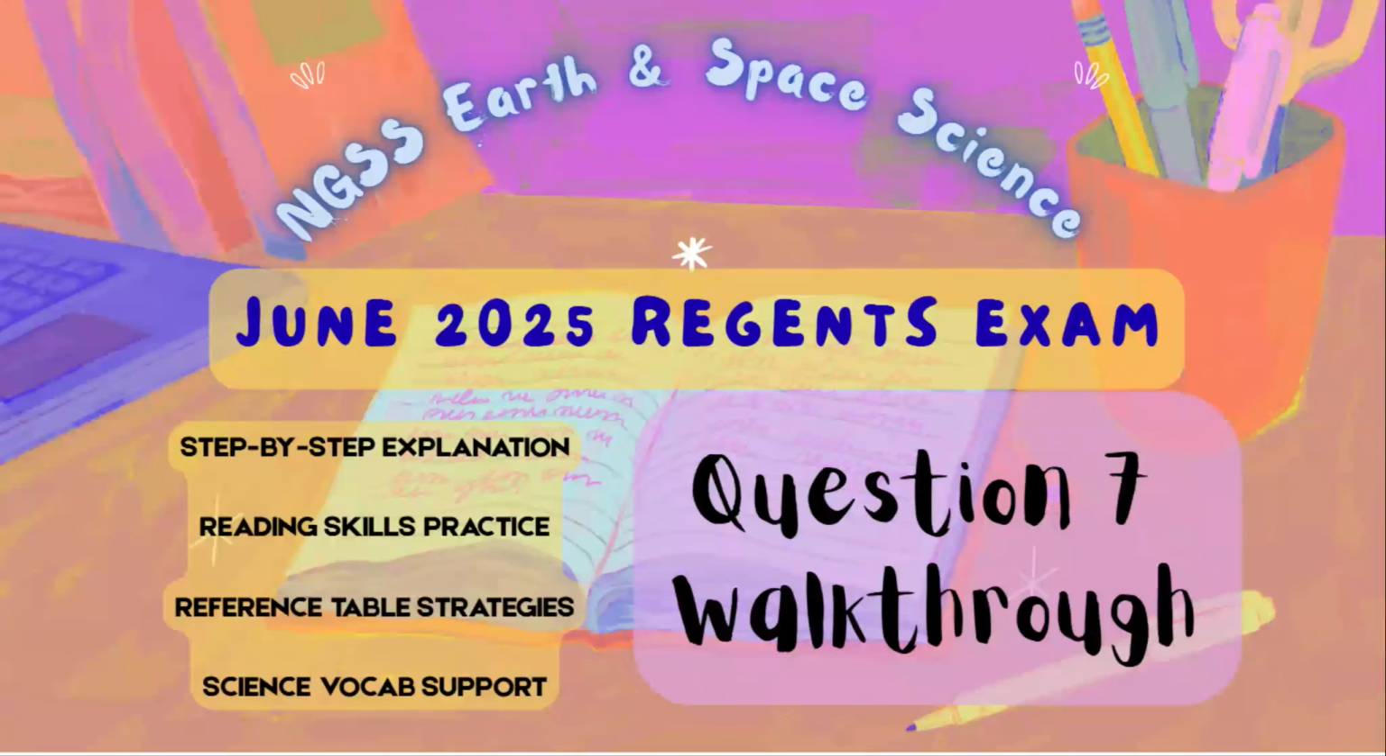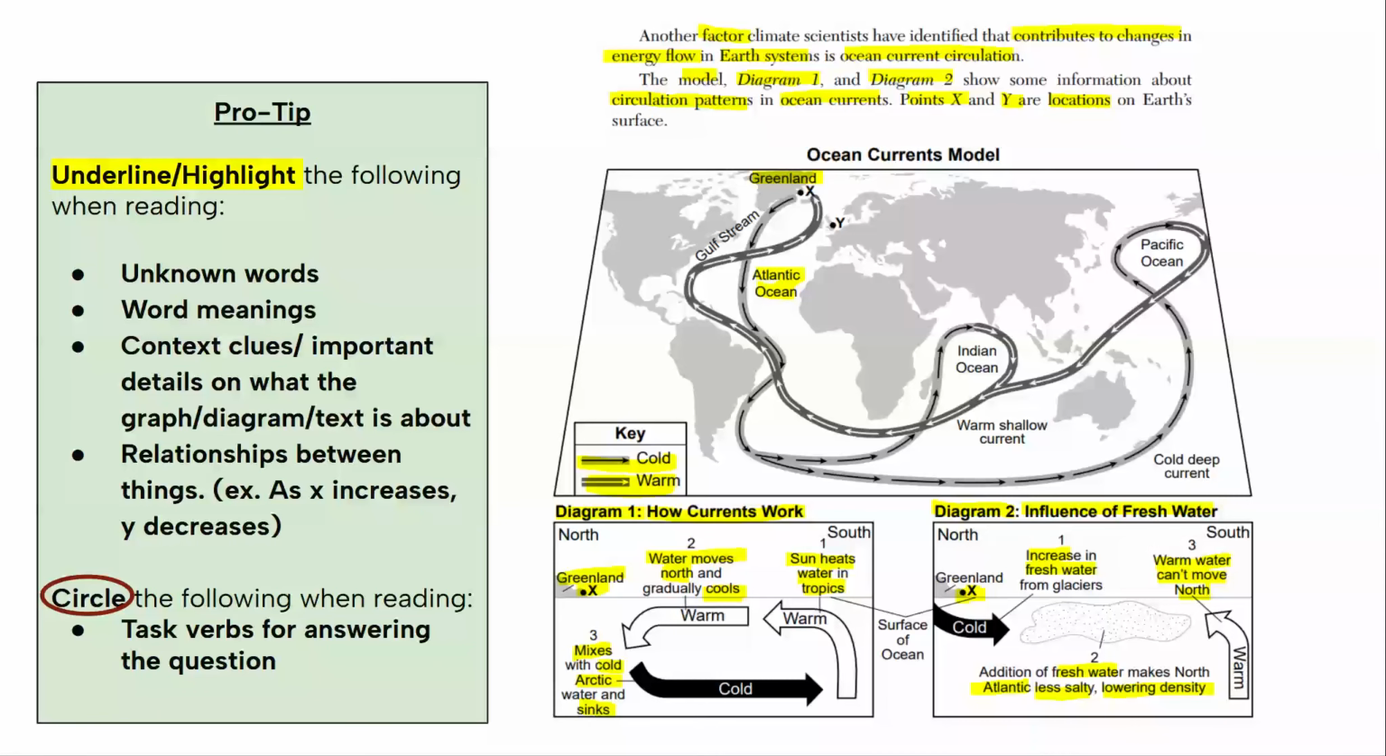Hi everyone, today we're going to go over question 7 of the June 2025 Regents Earth and Space Science exam. So let's get started. As always, highlight or underline unknown words, word meanings, context clues, important details on what a graph, diagram, or text is about, any relationships between things, and circle any task verbs for answering the question.